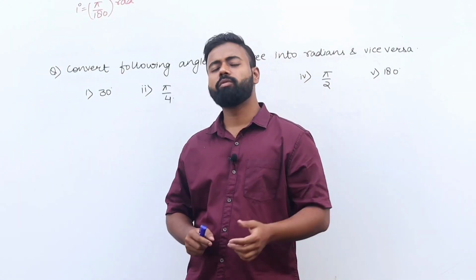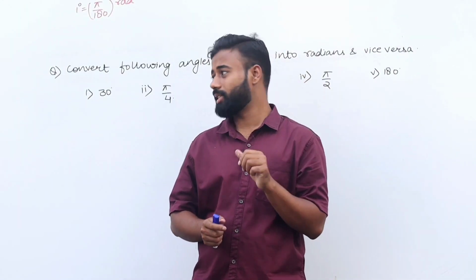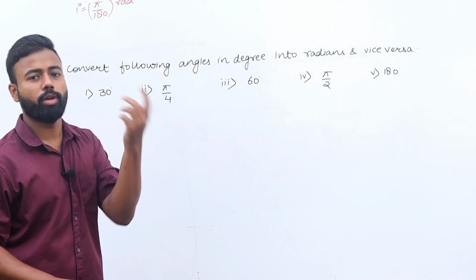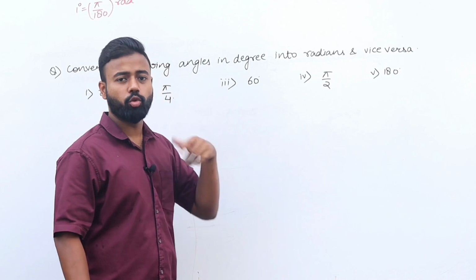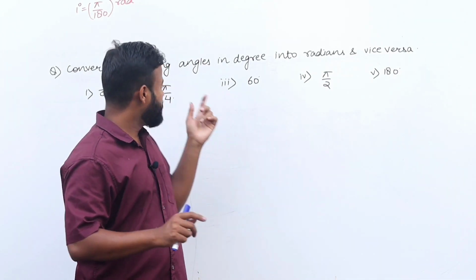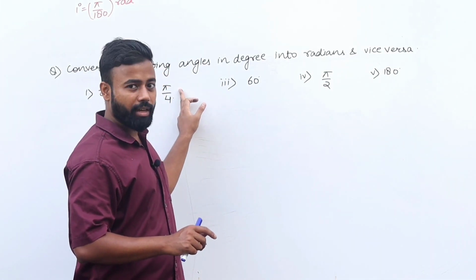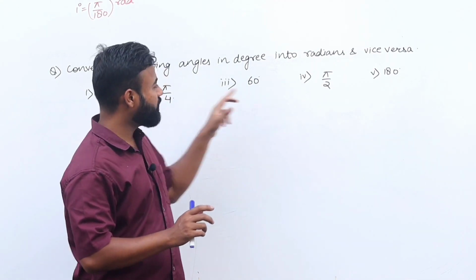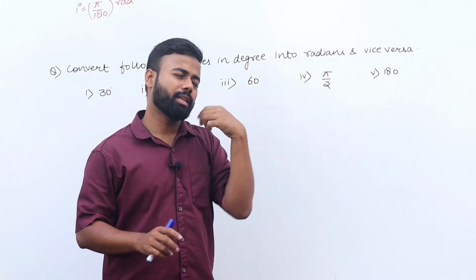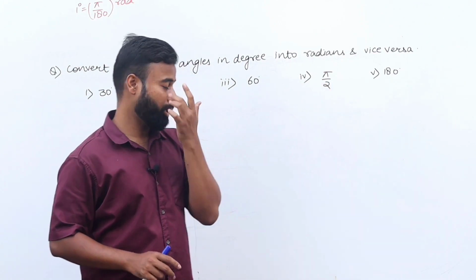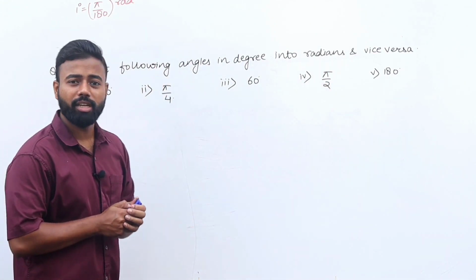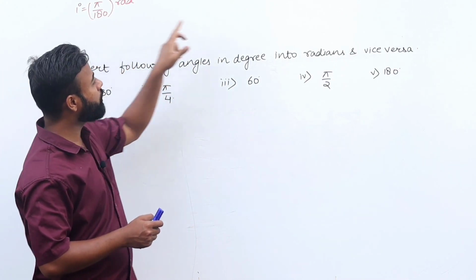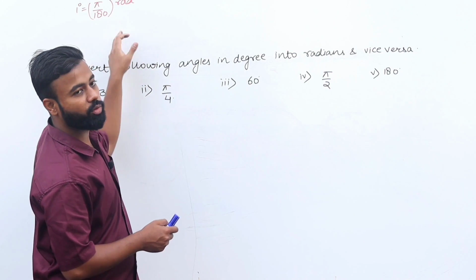So students, let's see some questions on interconversion for better understanding. We have to convert the following angles given in degree into radians, and the angles given in radian into degrees. Please note, whenever any unit is not given with the angle, then assume that angle to be in radian only. Let's see the first angle. It is given in degree, we have to convert it into radian. Then we have to use this formula.